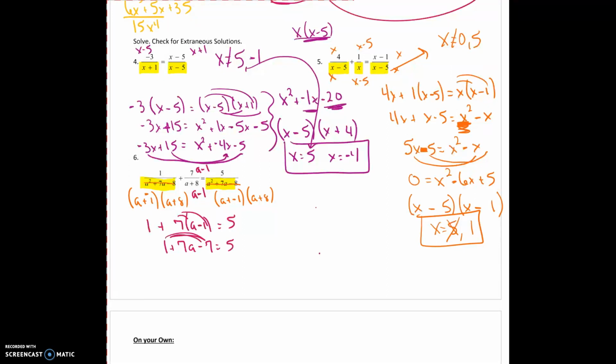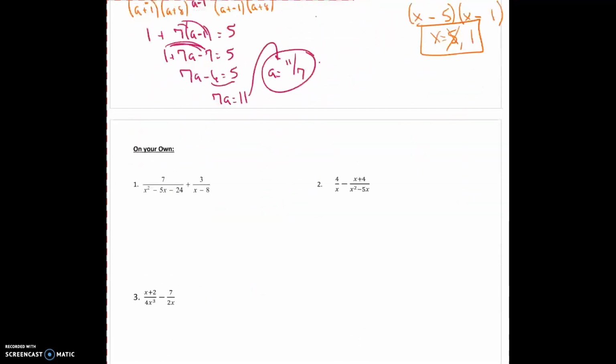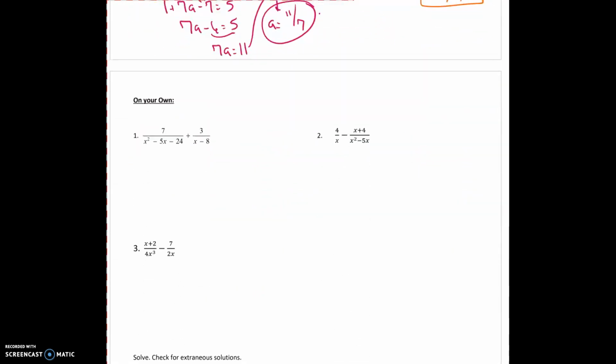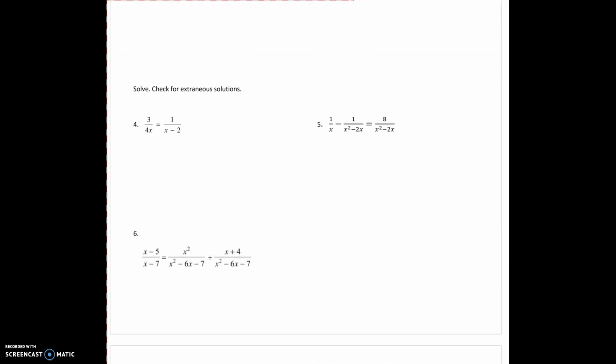I'm just going to combine those real quick. 7a minus 6. And now to get a by itself, I'm going to add the 6 over. That gives me 11. And then I'm going to divide by 7, so my answer is 11/7. So now your job is to try the next section on your own. Okay? And then again, don't forget to check for extraneous solutions.